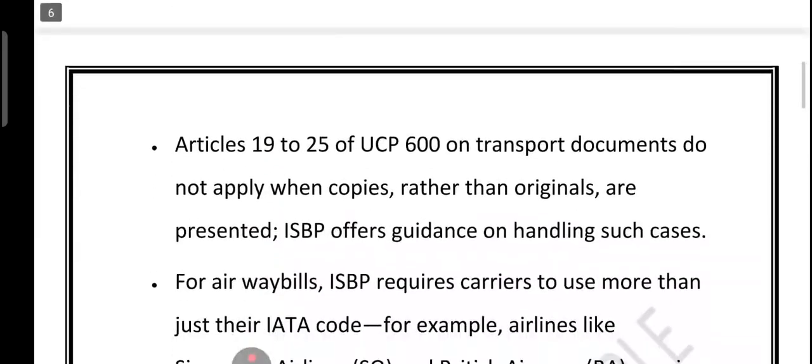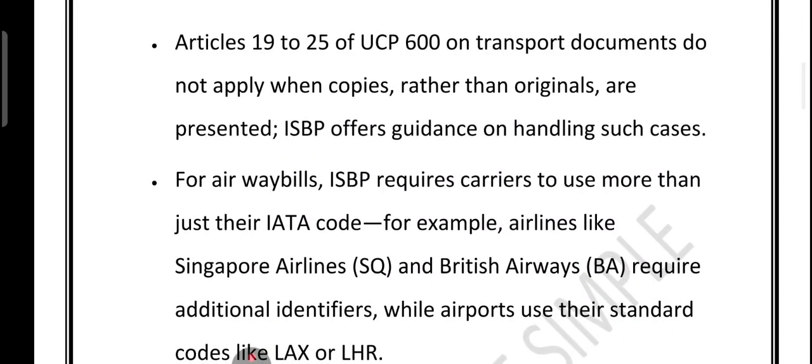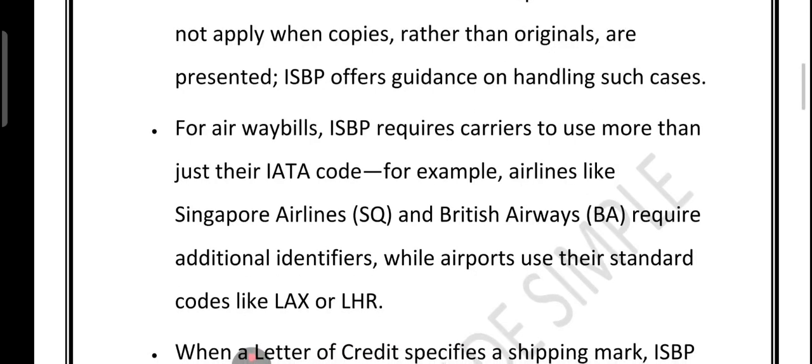For example, Article 19 to Article 25 of the UCP 600 deal with transport documents, but those rules do not apply if copies are presented instead of originals. In such a case, ISBP tells you what to do. So if we talk in the context of UCP 600, especially Article 19 to 25, they deal with the transport document, you know it. But the rules listed in Articles 19 to 25 will not apply if copies are presented instead of originals. They will apply only if the originals are presented, right? In such a case, ISBP will tell you what to do.